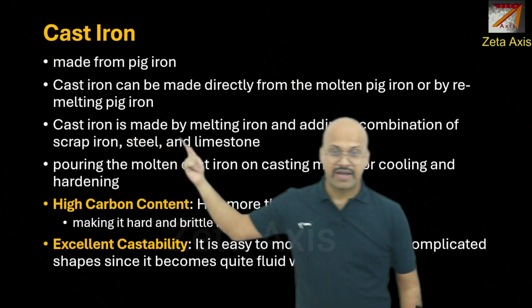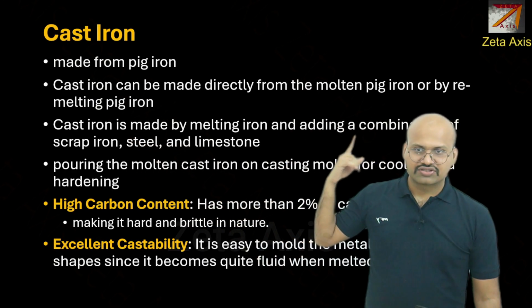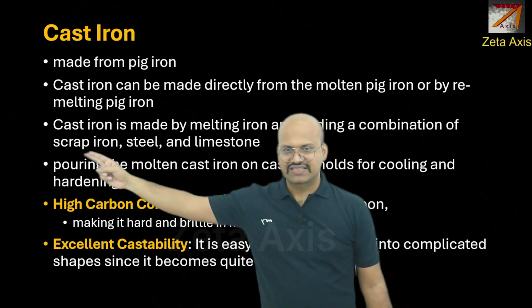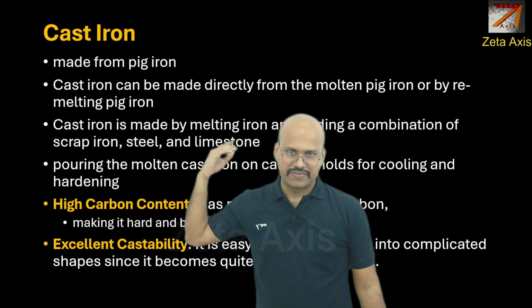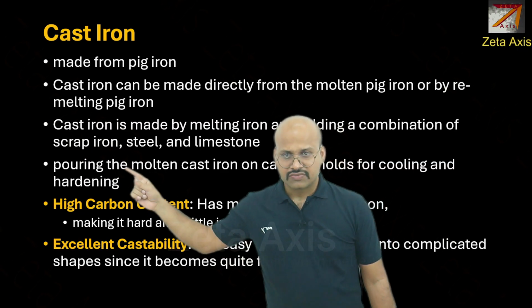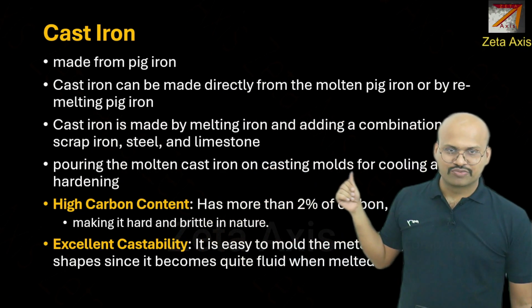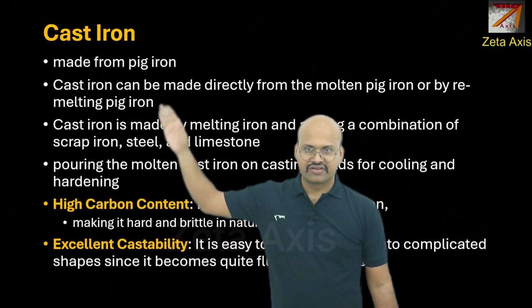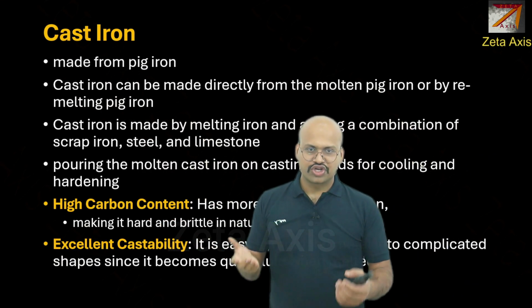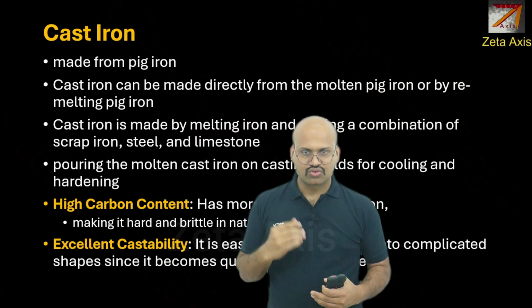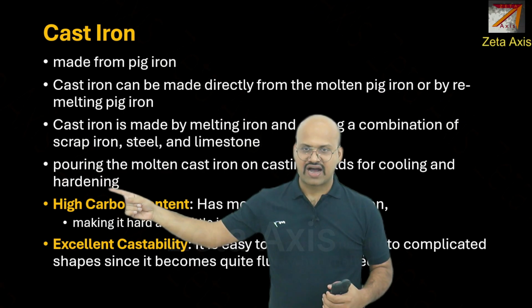Cast iron is made by melting iron and adding a combination of scrap iron, steel and limestone. So we can add the scrap iron and steel which we have made earlier for further strengthening the iron. The molten cast iron is poured into casting molds for cooling and hardening. So the molten iron is put into the cast of whatever you want to make, and then it is allowed to cool down and it is hardened.